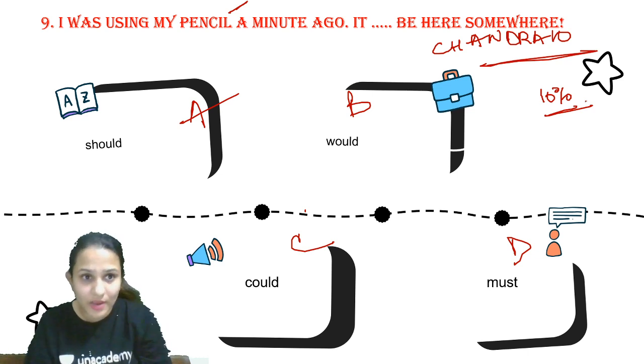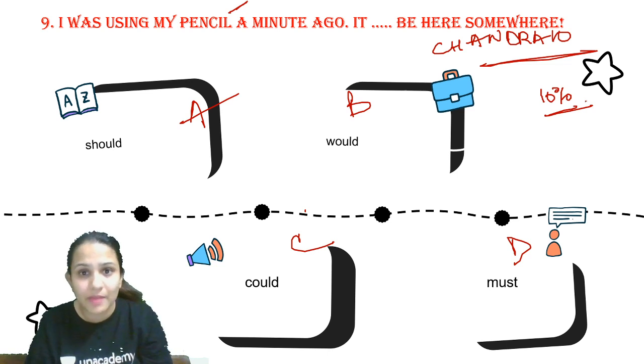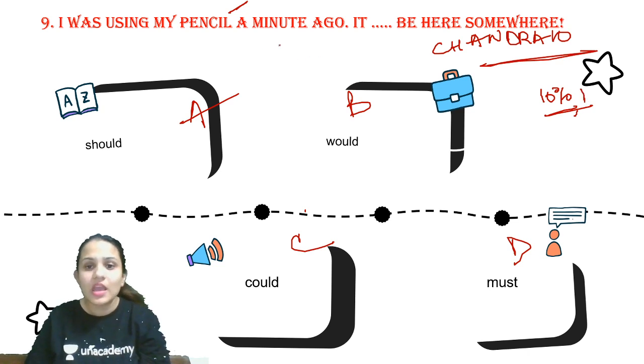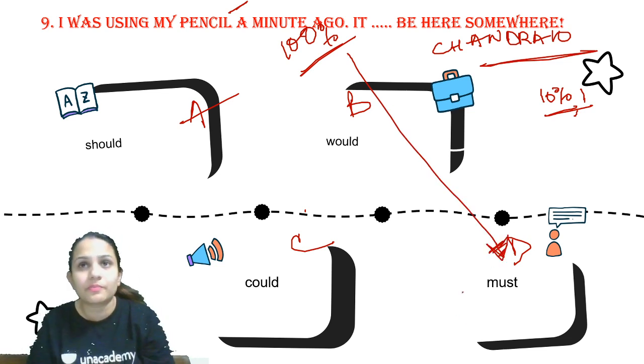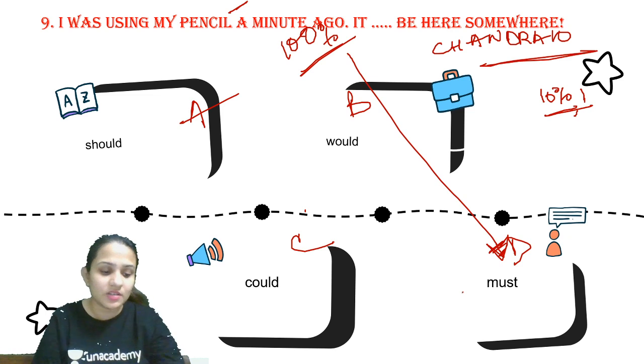So coming back to the question, I was using my pencil a minute ago. It dash be somewhere, because if I was using my pencil, then I am 100% sure that it would be somewhere near. So the answer is must. Must is used when you're 100% sure. It must be here somewhere.